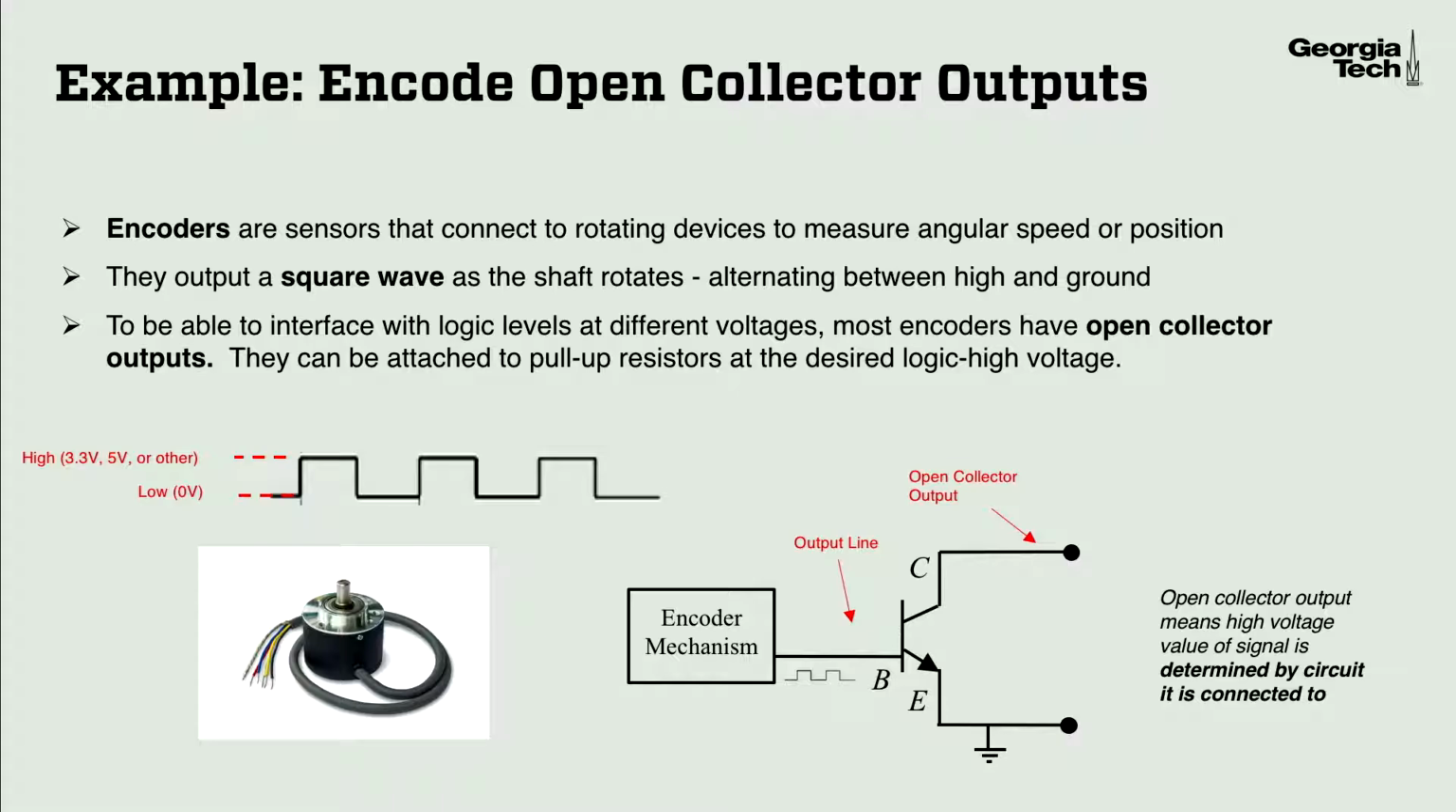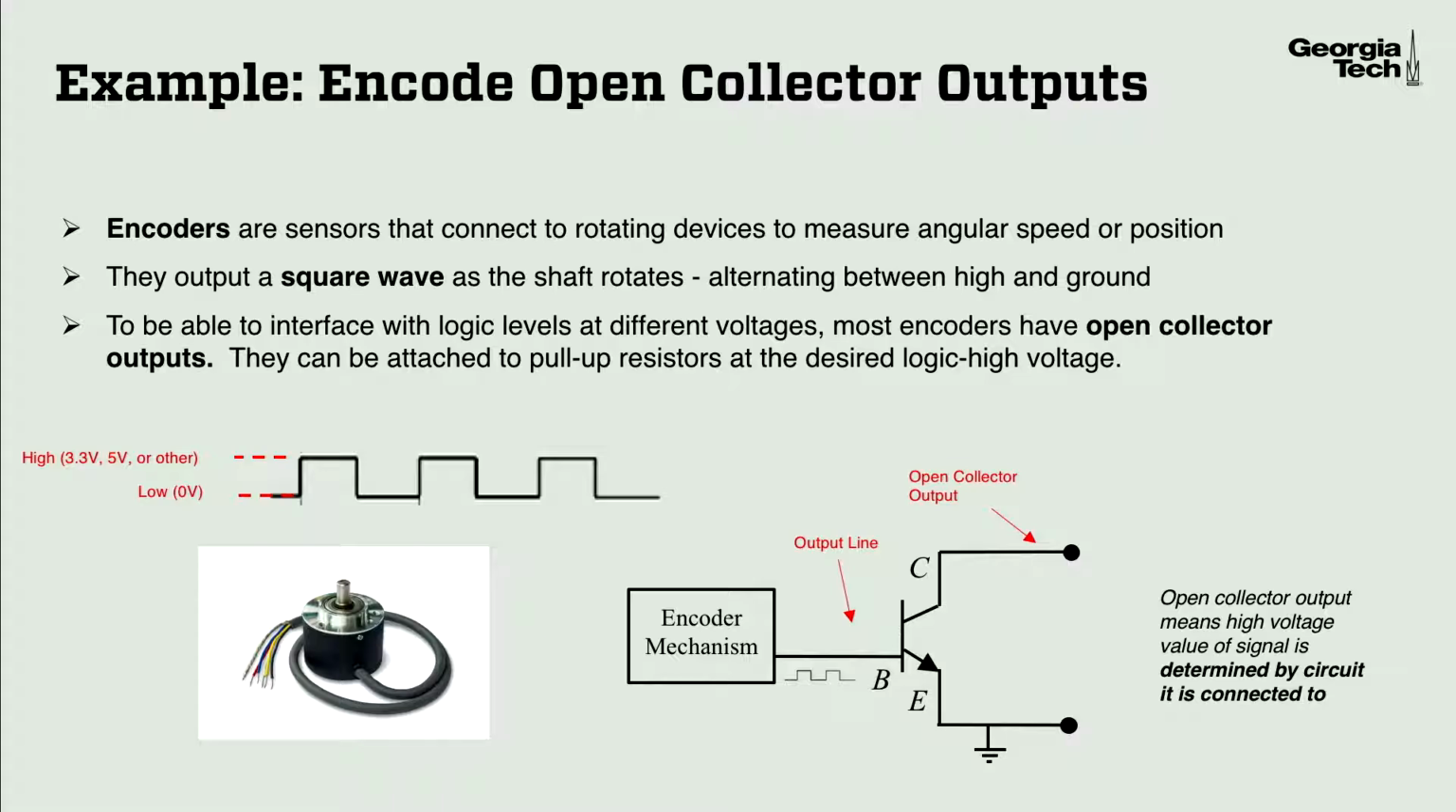So to be able to read that square wave, we might need to adjust the square wave positive voltage to a particular logic level, for instance 3.3 volts or 5 volts for a particular microcontroller. As a result, most encoders have an open collector output that allows you to adjust that output voltage easily. So you can attach that open collector output to a pull-up resistor, and as a result, your square wave will have the desired logic high value of 3.3 or 5 volts or something else.